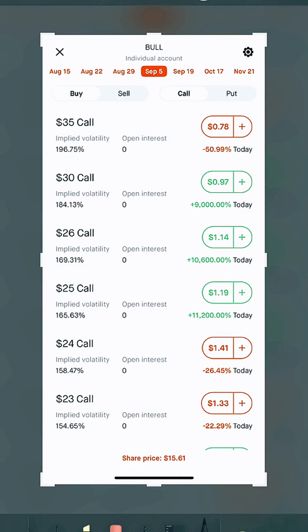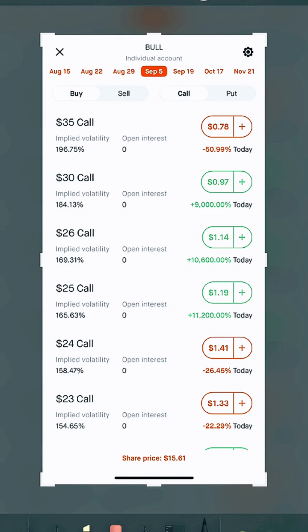So Webull, remember Webull, $15 now. You want to get 100 shares? You're going to spend $1,000. Or you can trade options and get 100 shares for 78 cents apiece. 78 cents a share, meaning this is really $78, because that's 78 cents times 100.